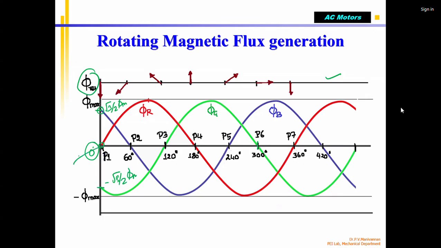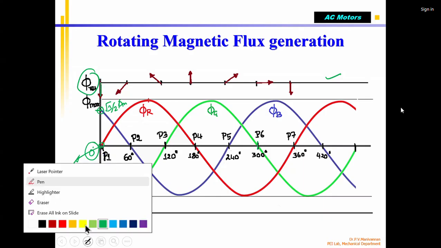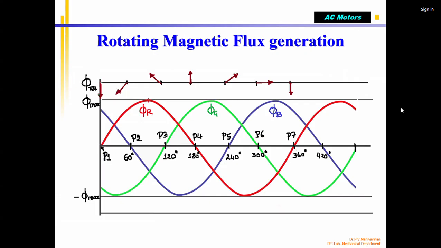So at this instant, there are two magnetic fields acting, and one is 0. The resultant direction, because it is vectors, I told you these are vectors, the resultant magnetic field is acting downwards. That is what is shown in this picture. The resultant magnet is shown here. At this instant, at P1 instant, the resultant magnetic field is rotating.